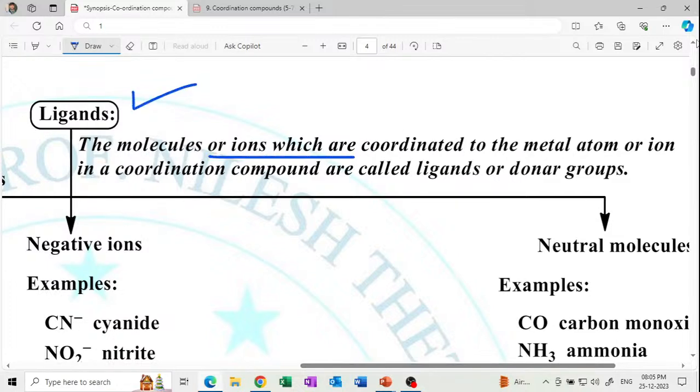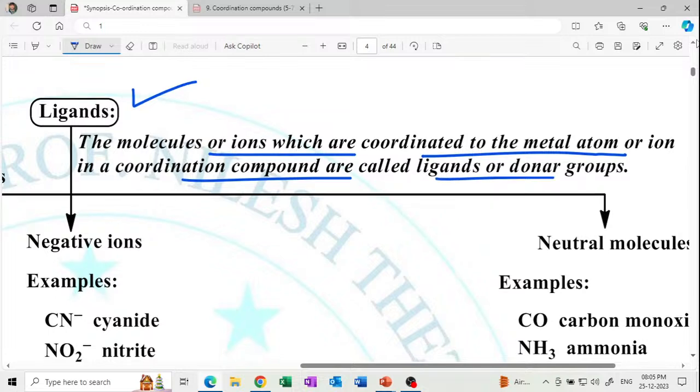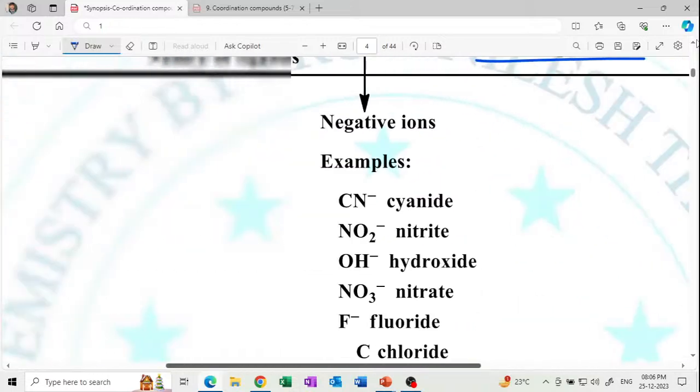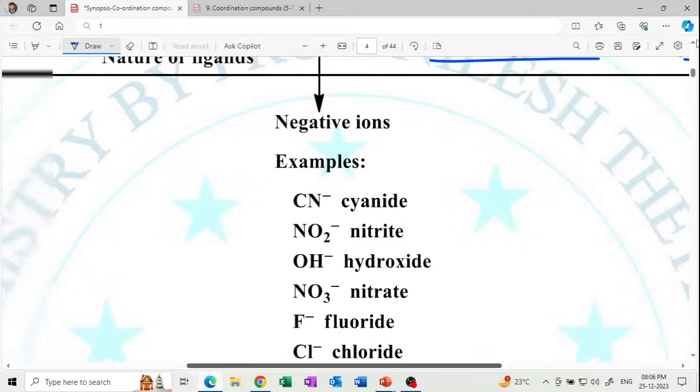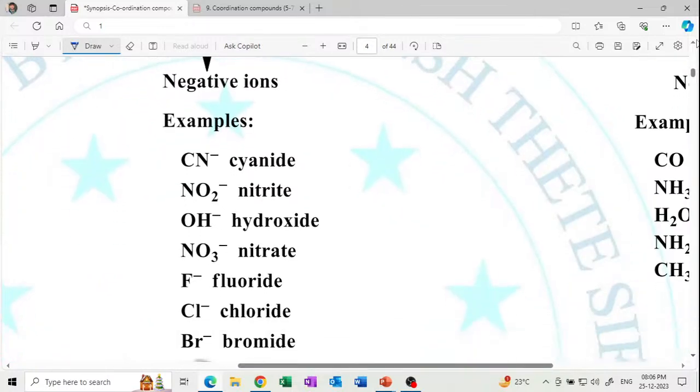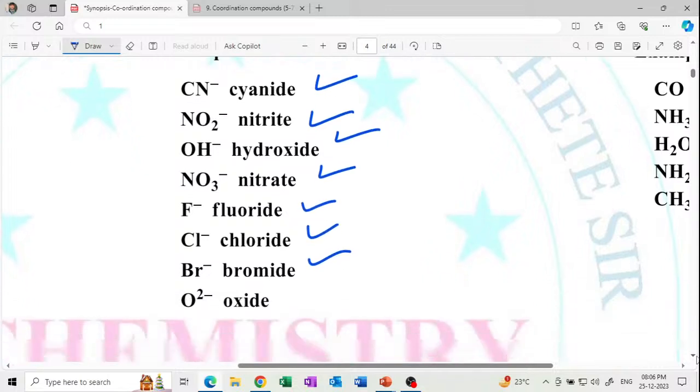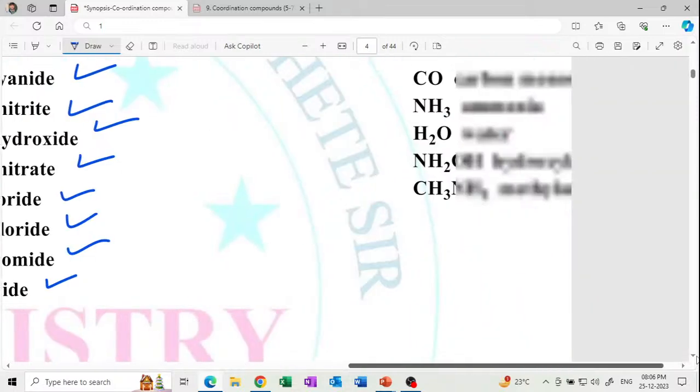The molecular ions which are donated to the metal atom or ions in coordination compounds. Molecules or ions which are coordinated to the metal atom or ions are known as the ligands or donor atoms. They donate the electron pair. Generally negative ions, there are so many on the list: cyanide, nitride, hydroxide, nitrate, chloride, bromide. So many oxides are also there.